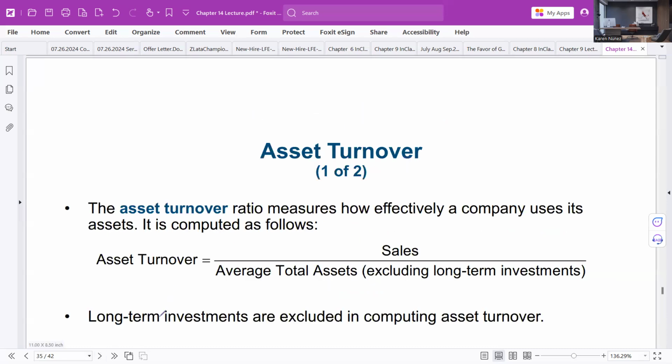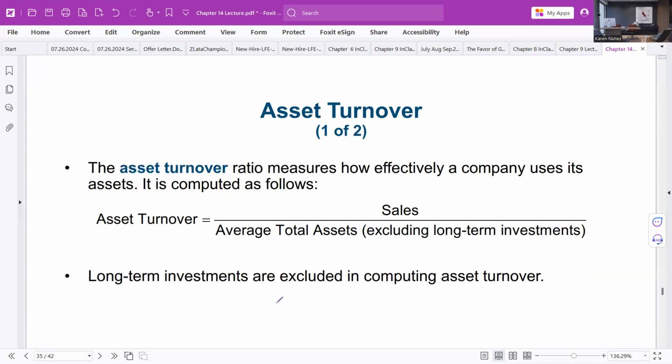So the first measure is asset turnover, the ability to use those assets to generate sales. That's essentially what that measures, the ability to use the investment in assets to generate sales. For every dollar we have in assets, how much are we generating in sales dollars? That's what it tells us.